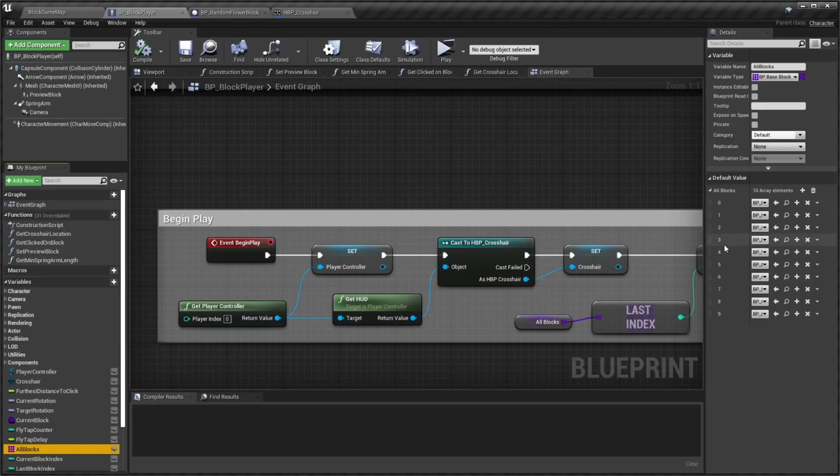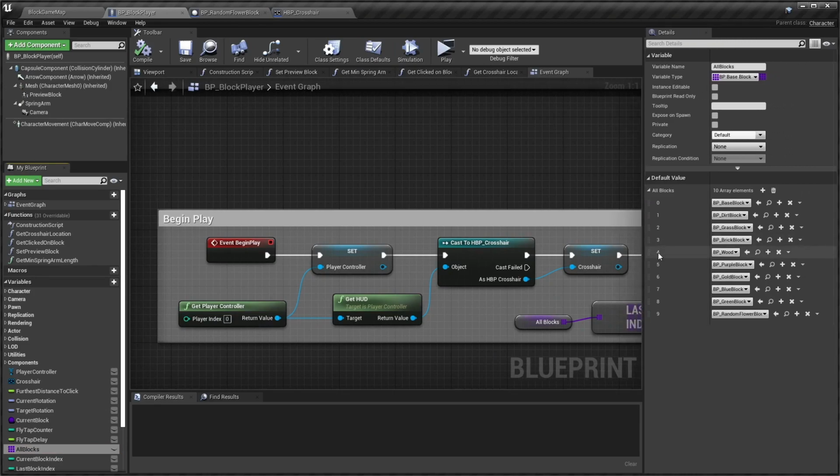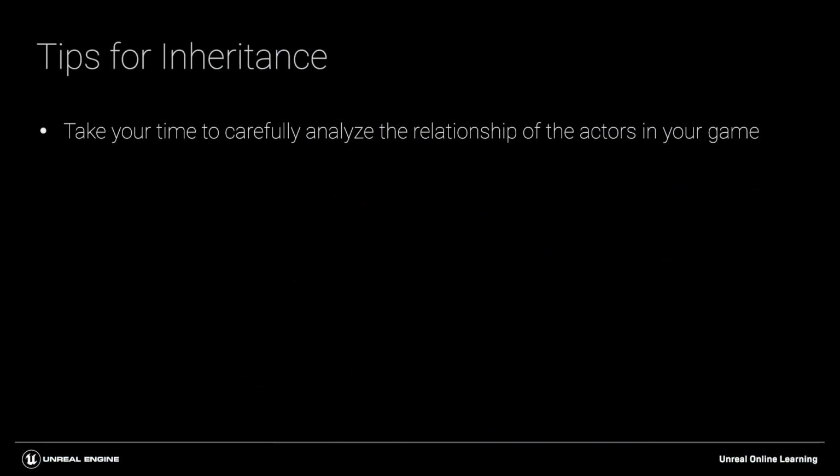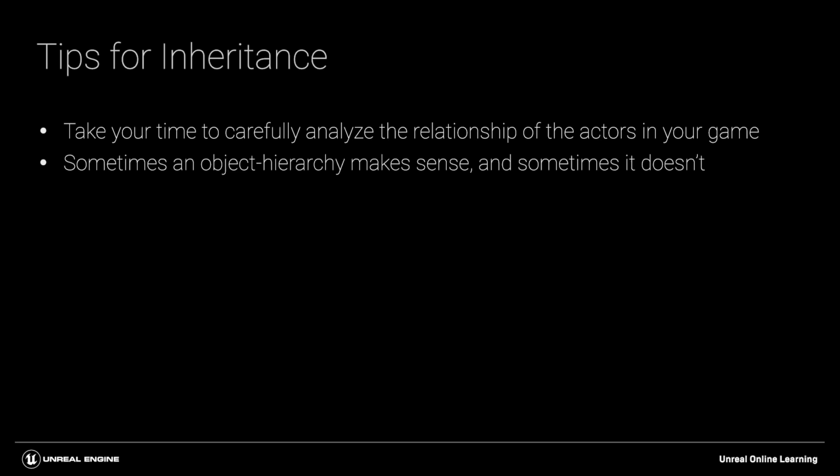Let's look at the all blocks array again. The all blocks array has class references to BP base blocks. The 0th element is a BP base block, but all of the child classes are children of the BP base block. When implementing inheritance in your games, take your time to carefully analyze the relationship of the actors in the game. Sometimes an object hierarchy makes sense, and sometimes it doesn't.